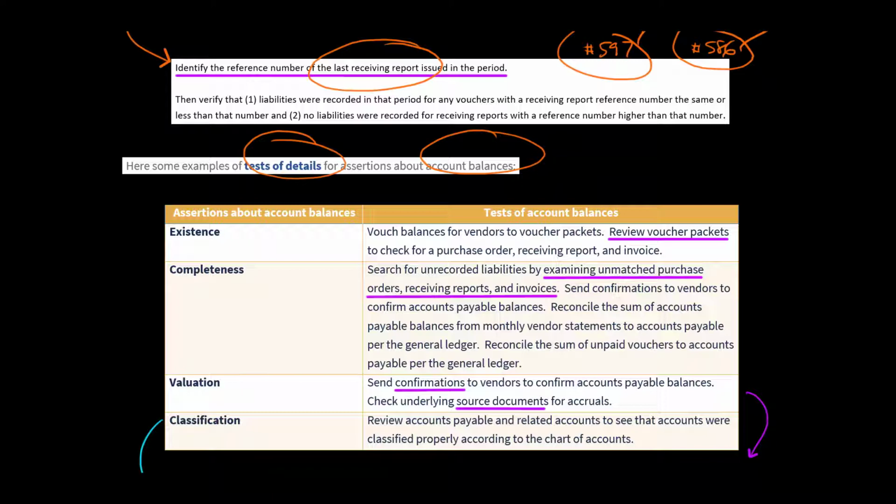Again, generally, management would not be deliberately trying to overstate what their liabilities are. Usually it goes the other way. They want to understate them, in which case completeness is the assertion that we really care about. But again, there's a potential of employee fraud.